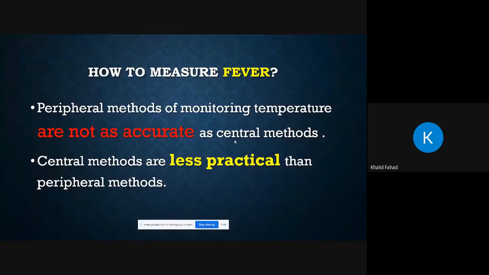Excuse me doctor, so now the oral, is it central or peripheral? It is peripheral, but it is usually the reference method for measurement of fever. Okay, so we measure all temperatures in reference to the mouth. Okay?